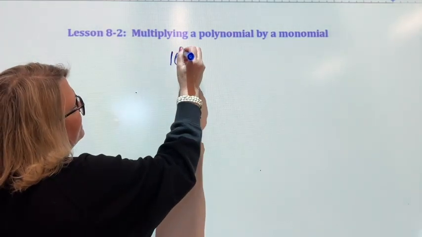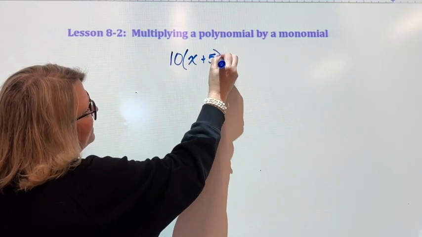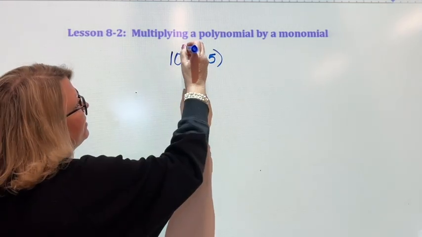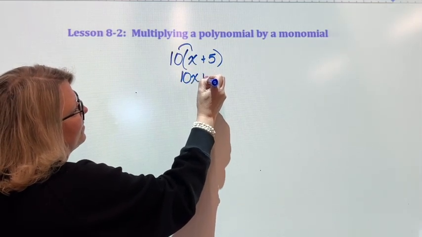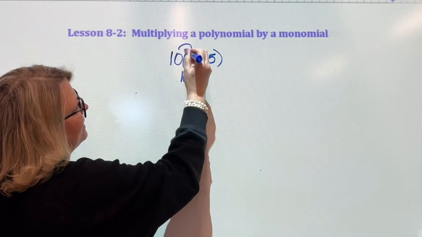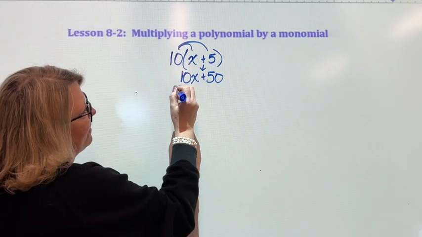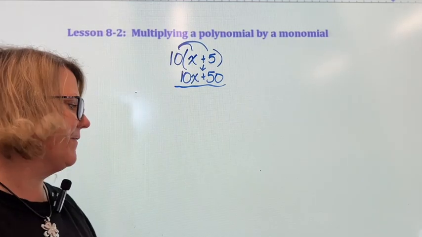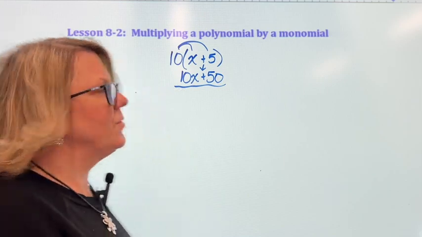So if we have 10 times in parentheses x plus 5, you know you're going to distribute and multiply whatever's outside the parentheses by what's inside the parentheses, right? Drop down that sign here, and then 10 times 5, which is 50, and that would be our final answer. We can't really simplify that because there are no like terms, so that's the distributive property, just a quick refresher.